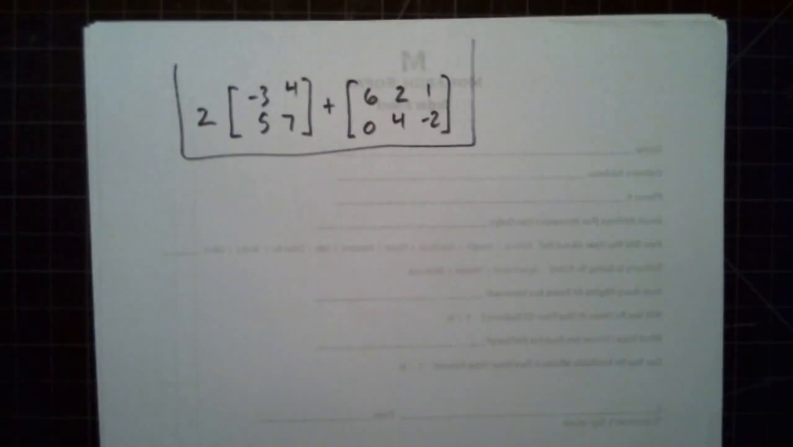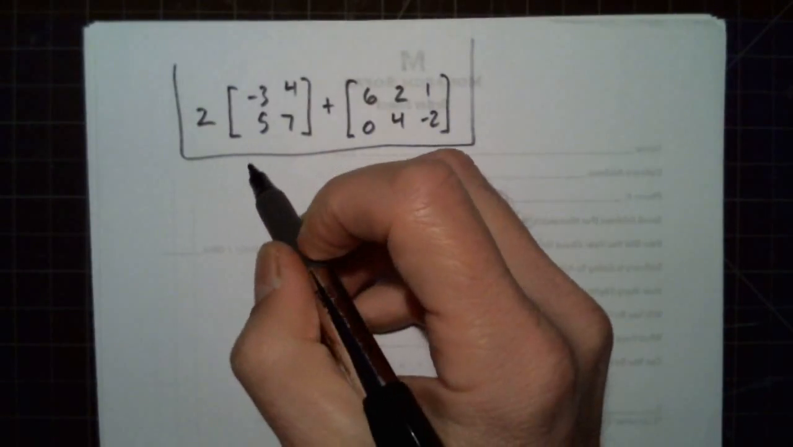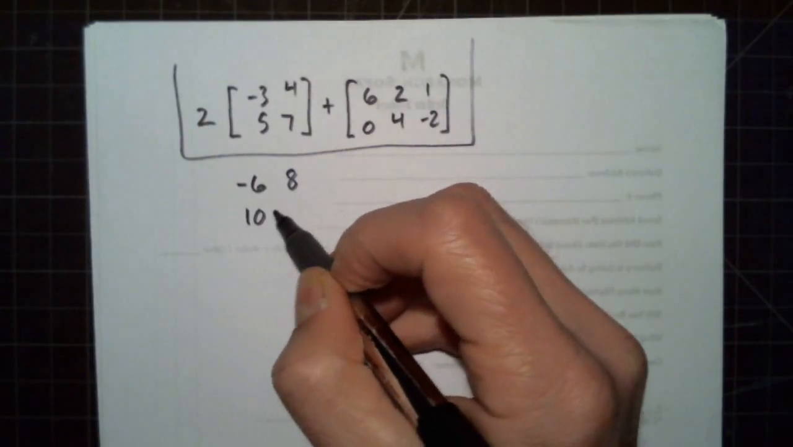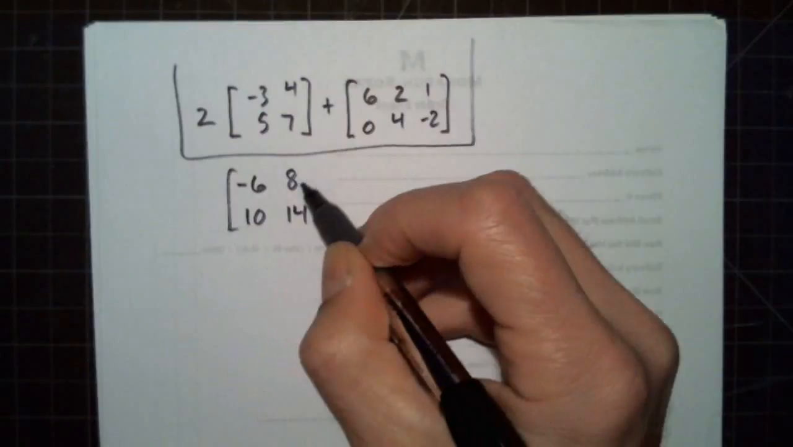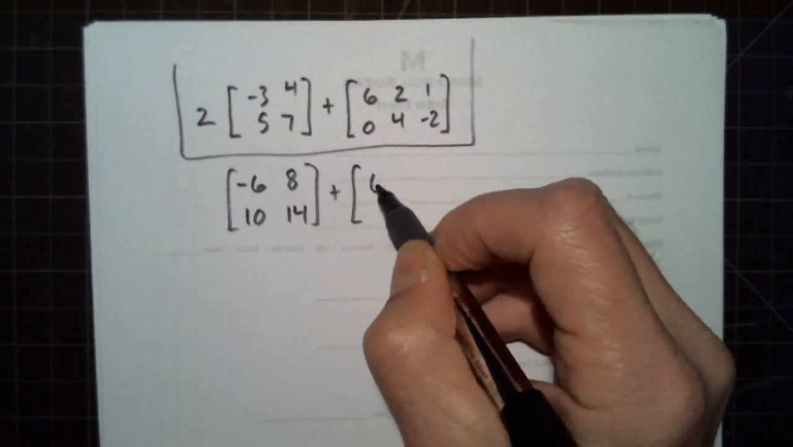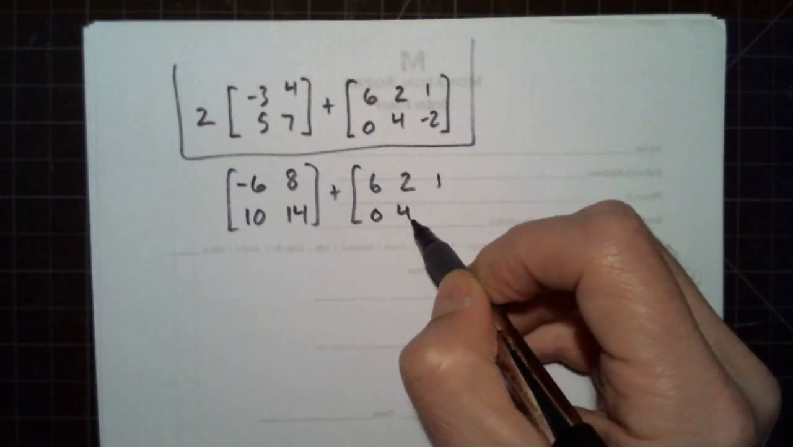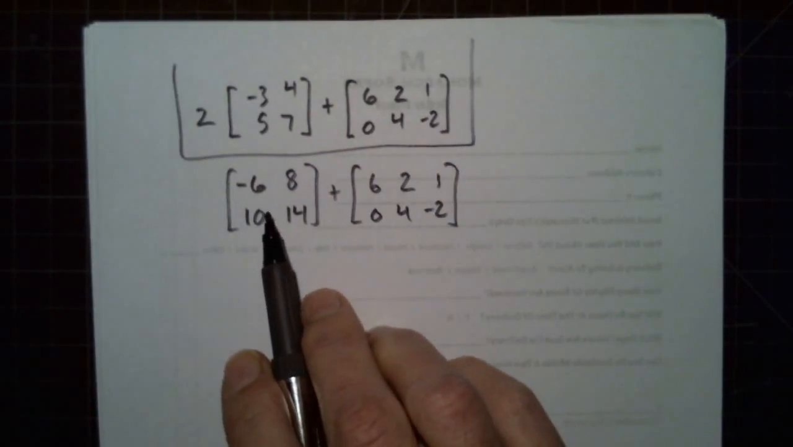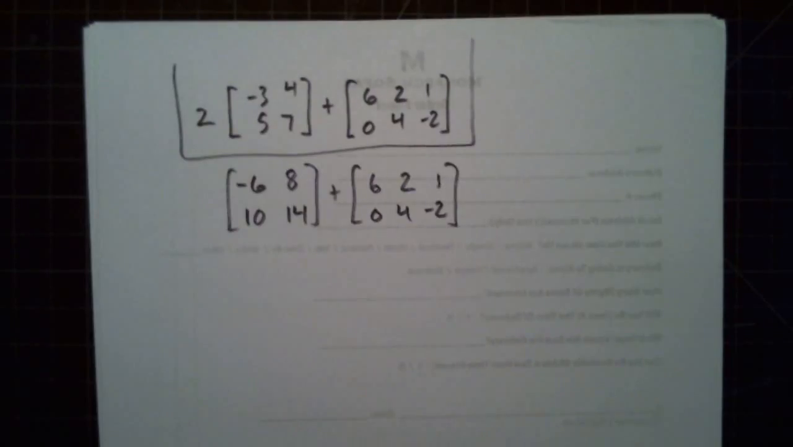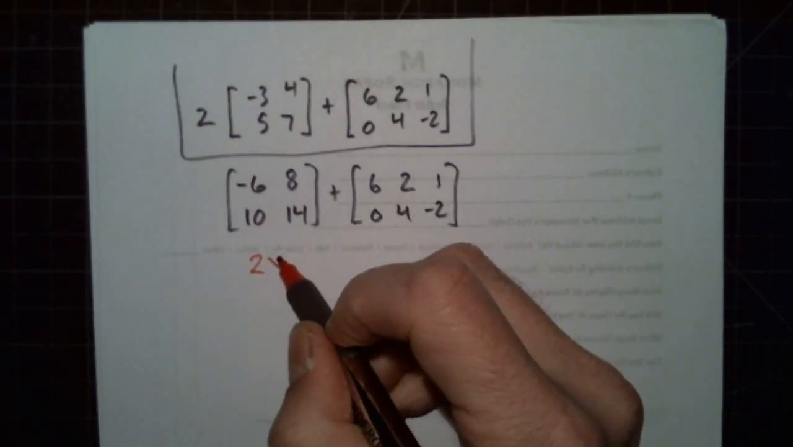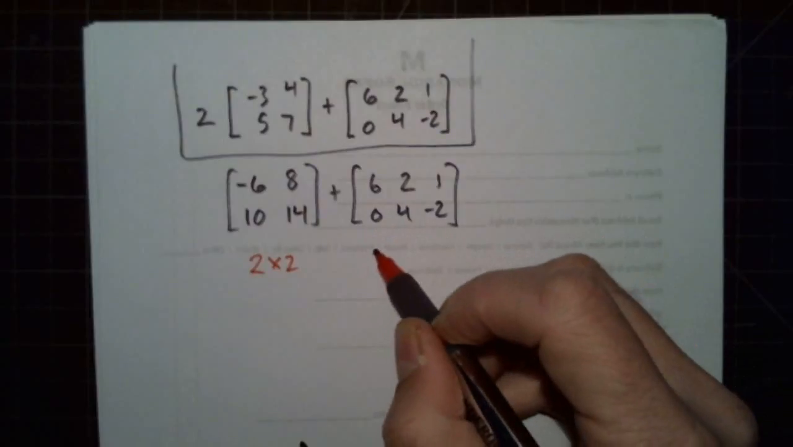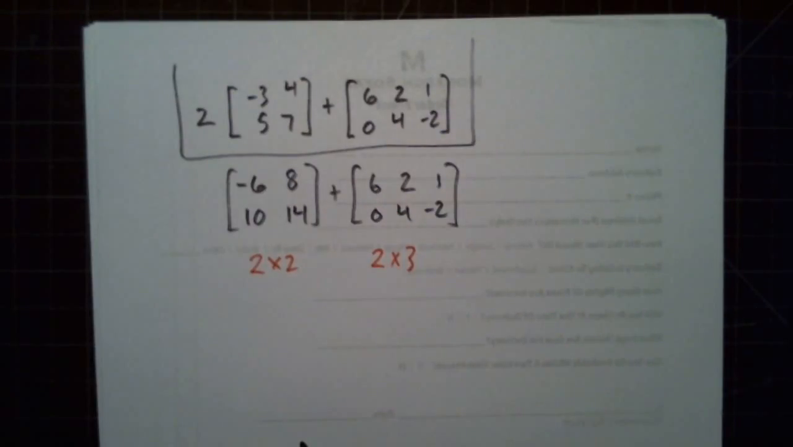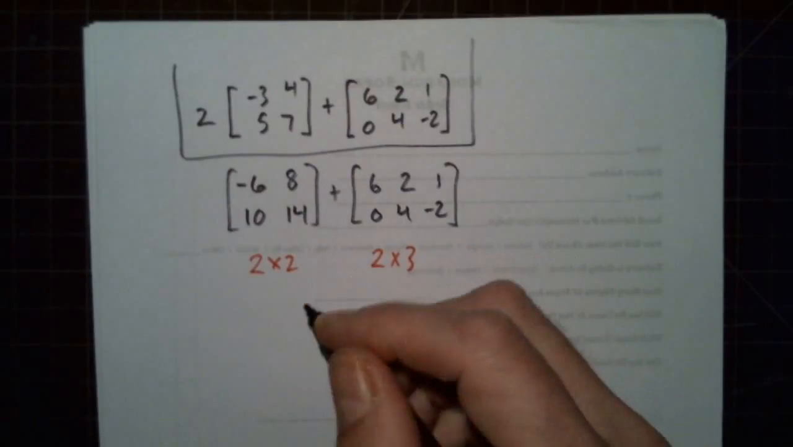So if we try to add these matrices, we could multiply by 2, but now we have a problem. There's nothing corresponding to this, and this is a 2 by 2 matrix. So if the dimensions aren't the same, then we can't add.